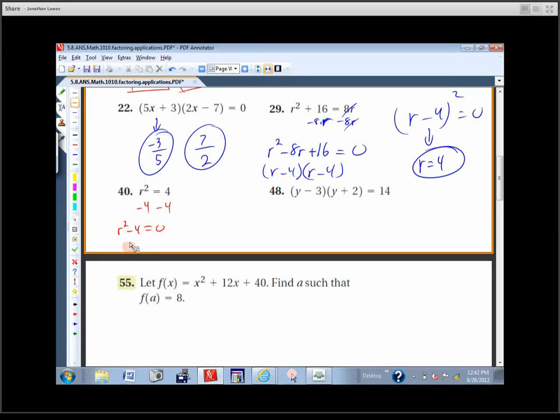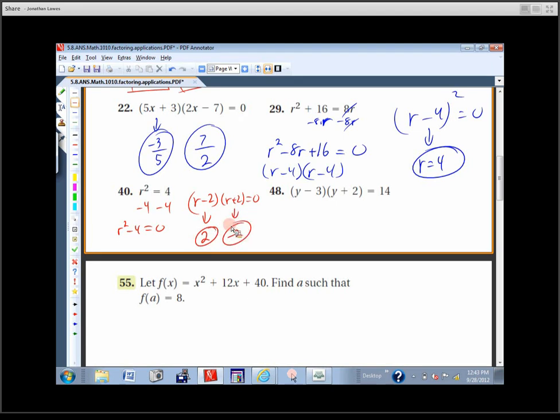Two terms, and it's a difference. It's either got to be a difference of squares or difference of cubes. Which is it, Tyler? Difference of squares. So that's going to be r minus 2 and r plus 2, set equal to 0. Solution from here is 2. Solution from here is negative 2.